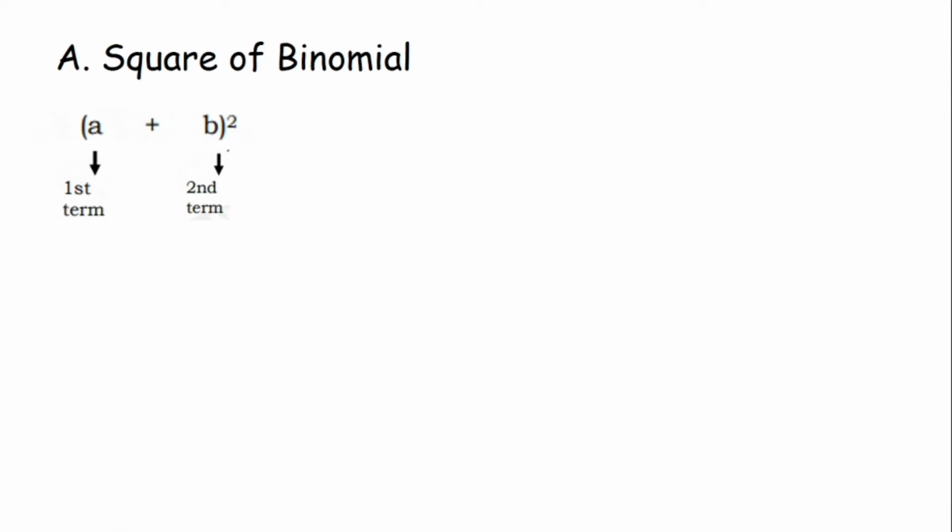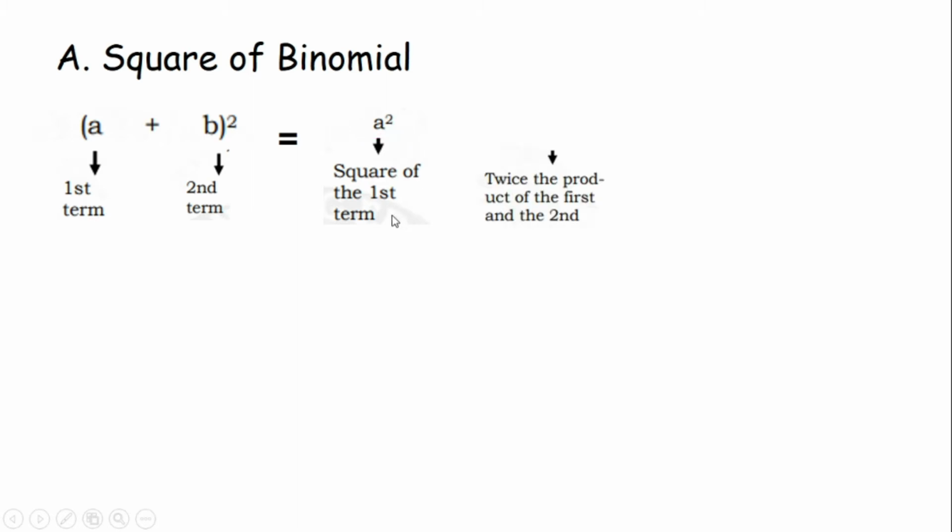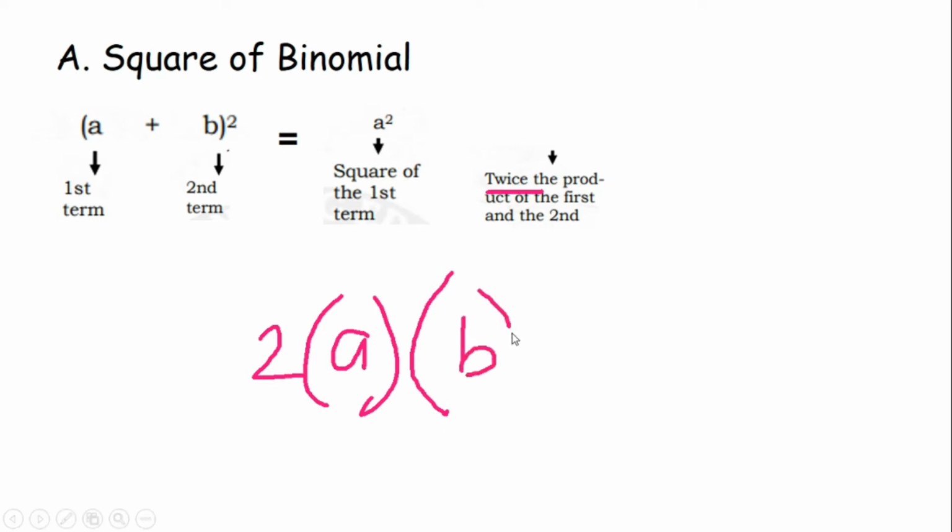Now, the first thing for us to get this is to square the first term. Para makuha natin yung final answer, i-square muna yung first term. And our first term is a, that's why a squared. The next step is twice the product of the first and the second. Pag sinabi natin twice, times 2. Tama? So, ita-times daw natin kay 2 ang alin? Yung product nung first term and second term. Ang first term natin is a, ang second term is b. So, product, ibig sabihin multiplication, multiply natin sa 2 yung product ng a and b. So, that is plus 2ab.